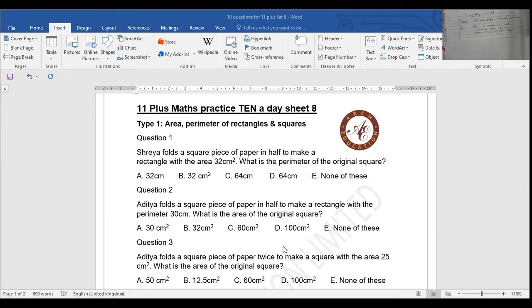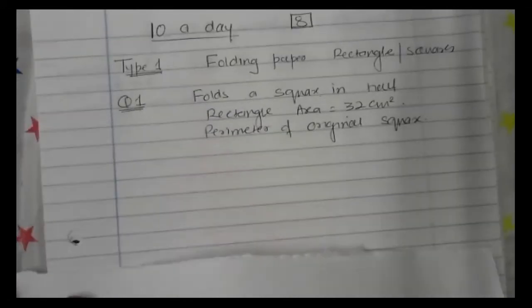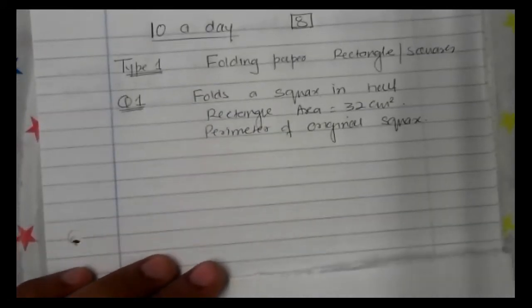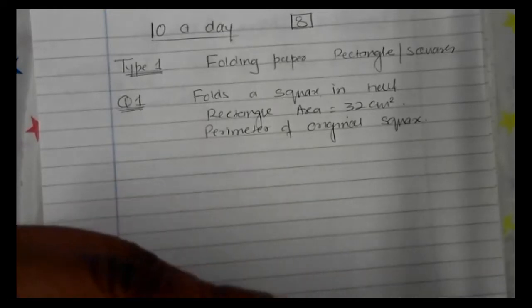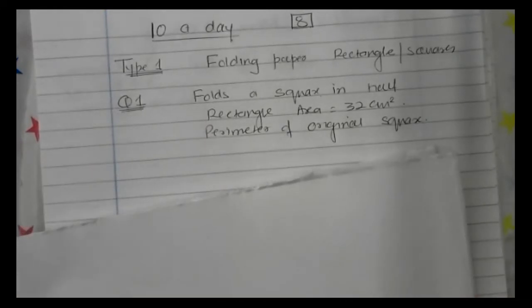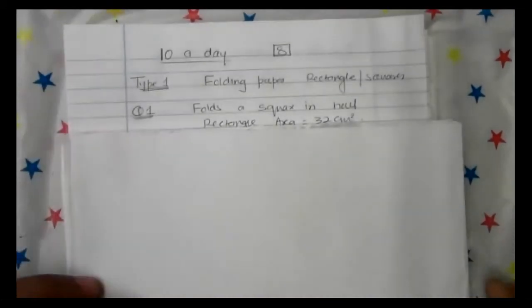Question number 1, it says Shreya folds a square piece of paper in half to make a rectangle. So I've got a square piece of paper in my hand, and I'm going to fold it in half to make a rectangle. So that's how you make a rectangle out of it, right?